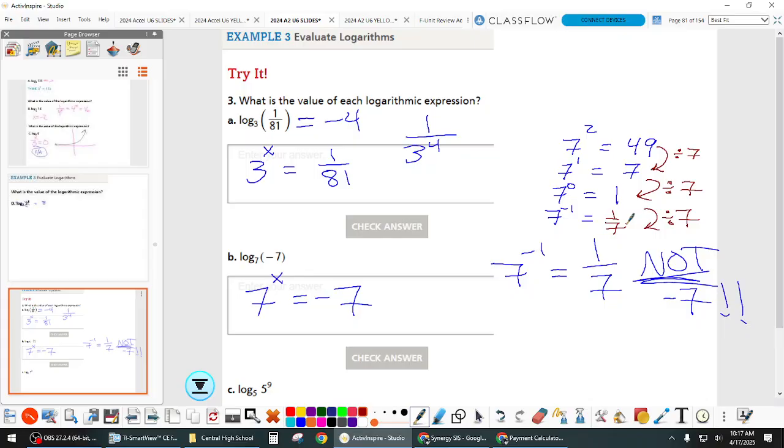Will it ever get negative? No. There's no way I can continue to divide by a positive and make this ever be negative, right? So, is there a value of x that I can plug in to make this happen? No. No solution.